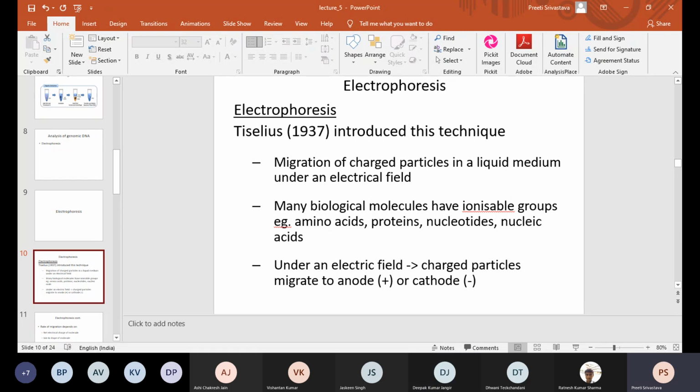Okay, so the separation in electrophoresis depends upon a number of parameters. So what are the parameters that you can imagine? And the first one is charge. Yes, very good. Charge, right? And the second can be the size. Yes, very good, Deepak. Size. Molecular weight. Molecular weight, size, charge, yes.